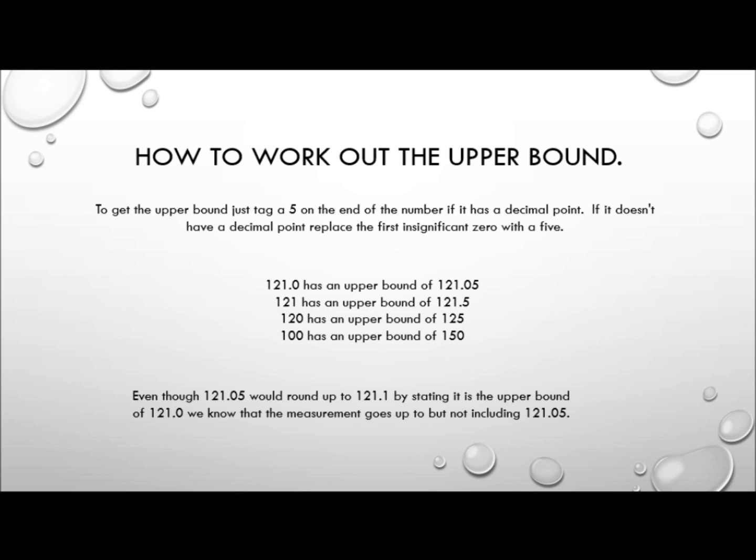So 121.0 has an upper bound of 121.05. 121 has an upper bound of 121.5. 120, assuming this is rounded to 2 significant figures, has an upper bound of 125. And 100, assuming it's been rounded to 1 significant figure, has an upper bound of 150.